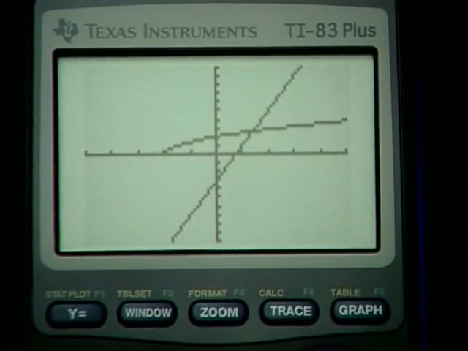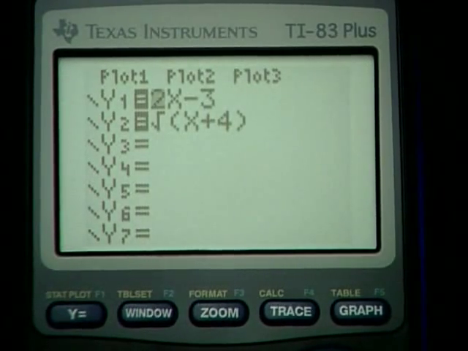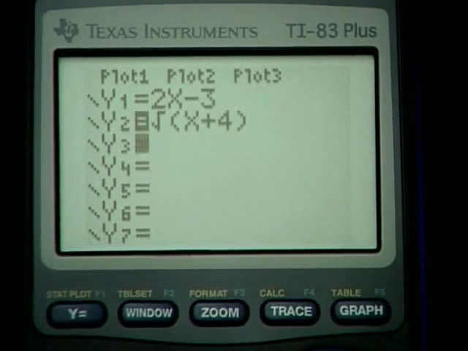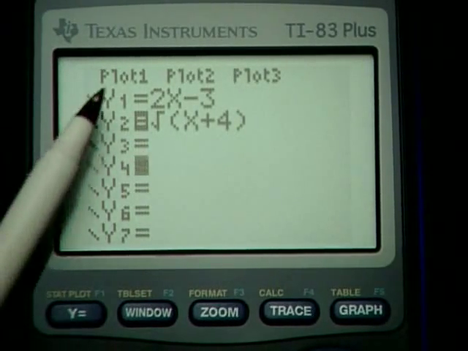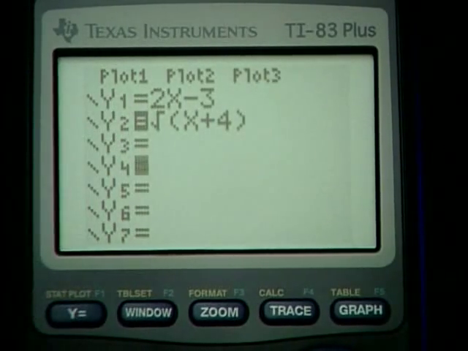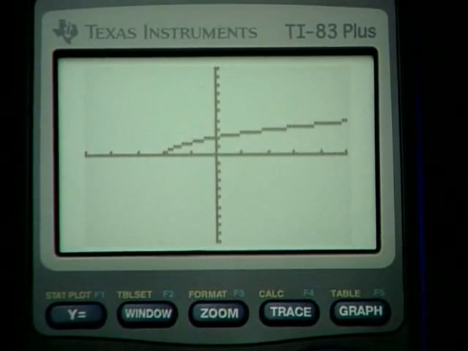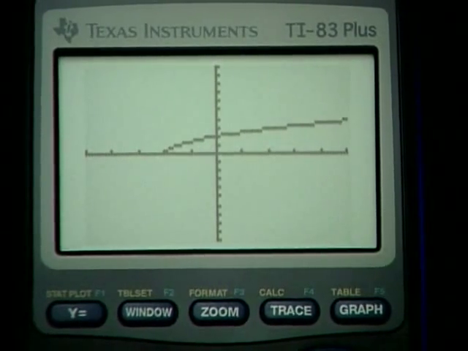If I want to look at only one of them, I can go back to y equals, and I can deselect one of these graphs by cursoring left, and while the cursor is blinking on top of the equal sign, press enter. Notice that it causes the equal sign not to be selected here. So I'm deselecting that equation for graphing. I go back to the graph, and I have the graph of only the one that is selected. So I can select, deselect, select, deselect as I see fit.